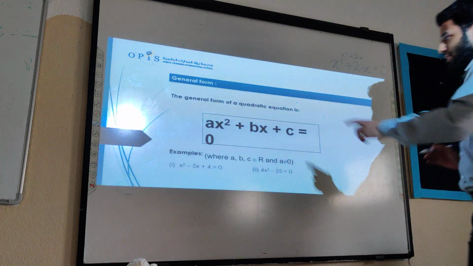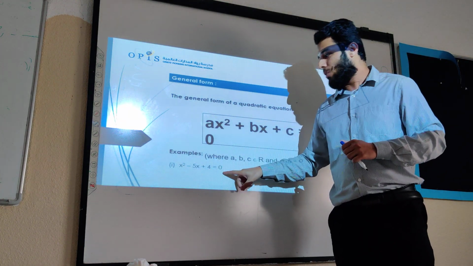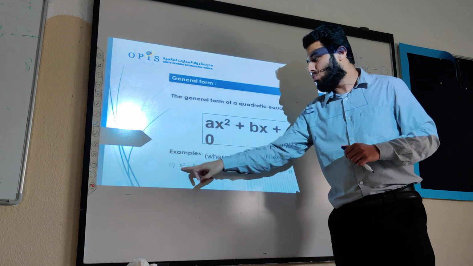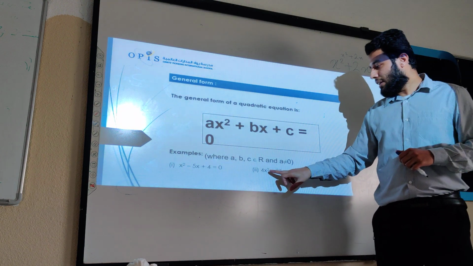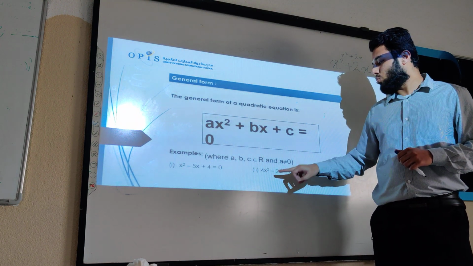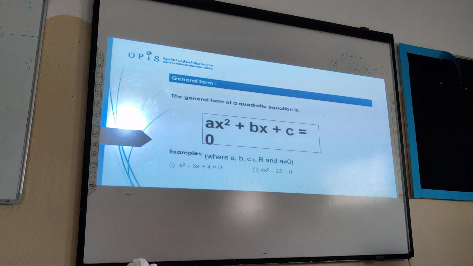So this is the general form. For example, x square minus 5x plus 4 equals 0. We can see a is not 0, and it has power 2, so this is also a quadratic equation. Similarly here, the coefficient of x square is 4, with power raised to 2, minus 25 equals 0. So this is another example of a quadratic equation.